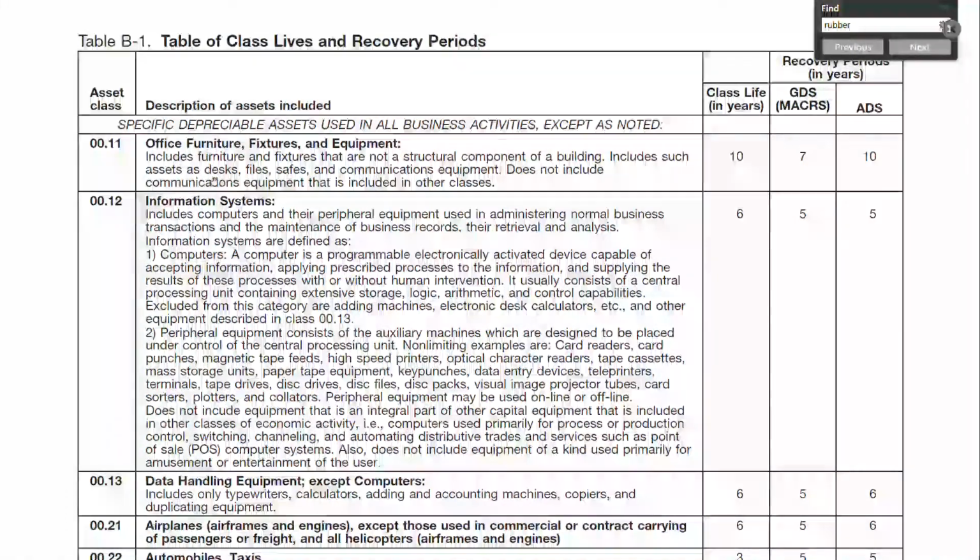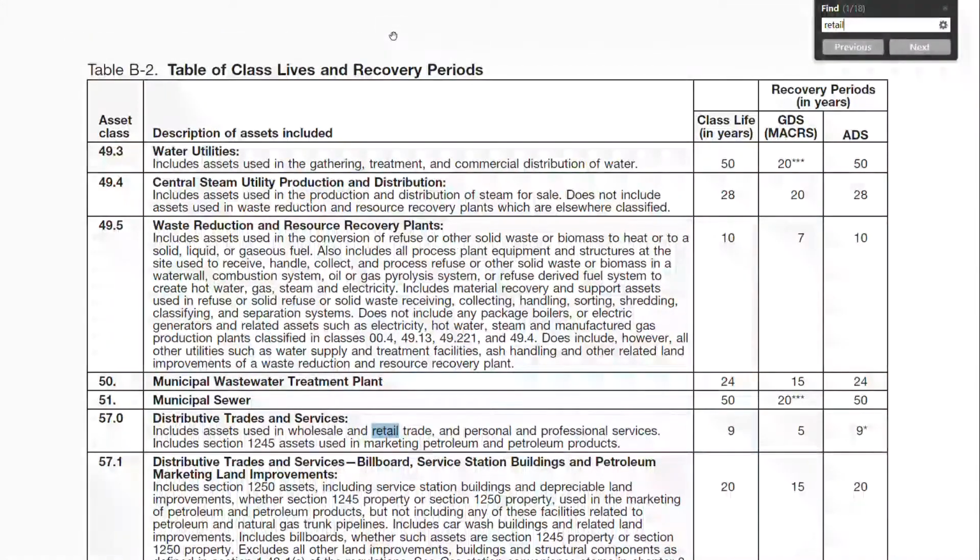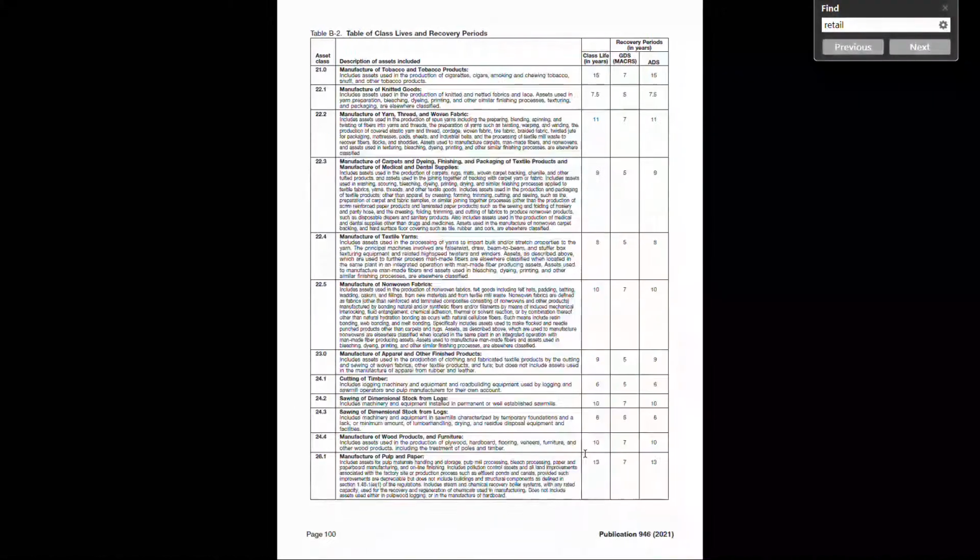So in table B1, as you can see, under office furniture, desk is listed. However, cash register is not listed here. I'm going to search retail here, to see if we can find anything related to retail store. As you can see here, 57 is the activity category for wholesale and retail trade, and cash register is used under that category. So the GDS life will be 5 years for the cash register. However, there is no desk in this activity category. So desk will again be treated under general depreciation, table B1.